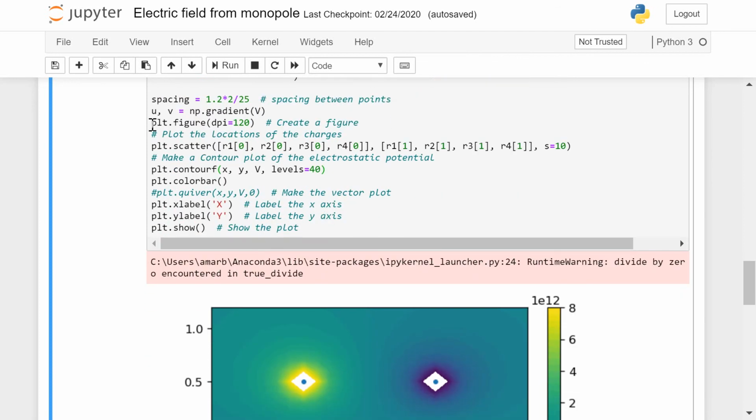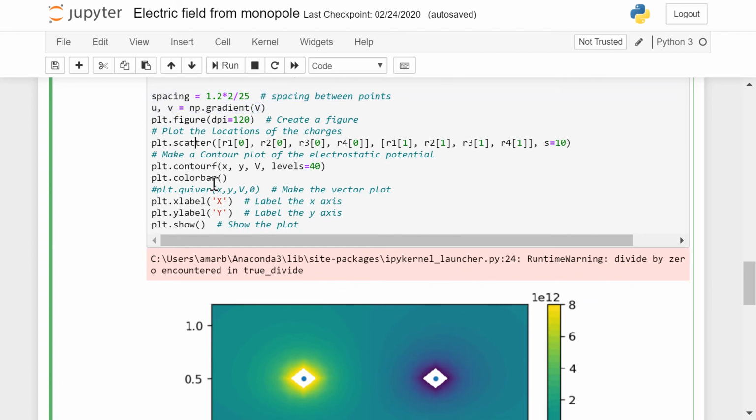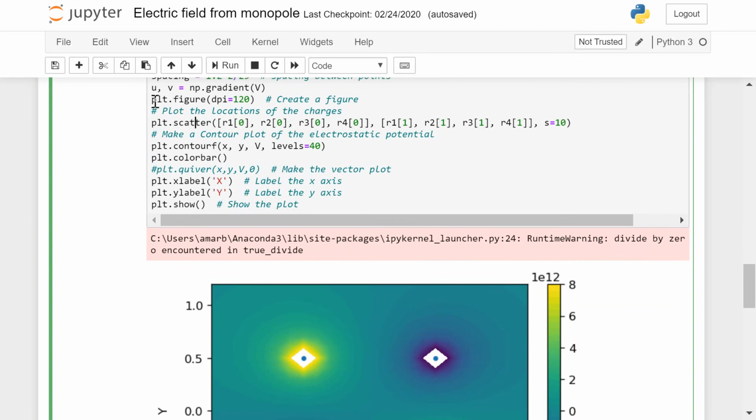Now the next step here is we create a figure. Just ignore this for now. There's a way that you can calculate the electric field from the scalar potential using the gradient function in Python. I'm not going to go over that today right now. But you're creating a figure here, a high resolution figure, 120 dots per inch.